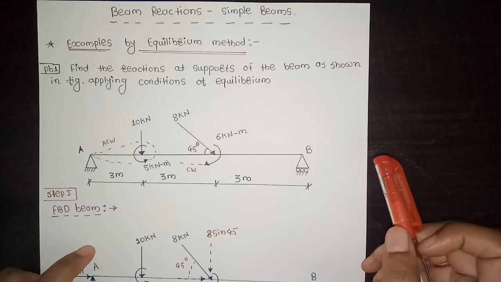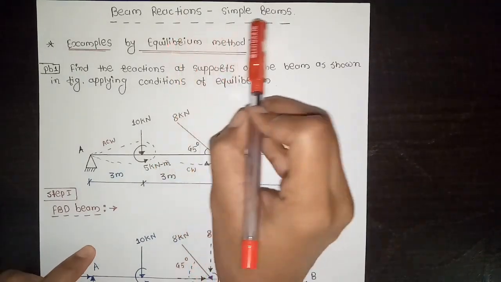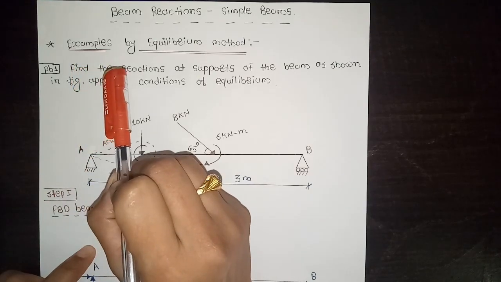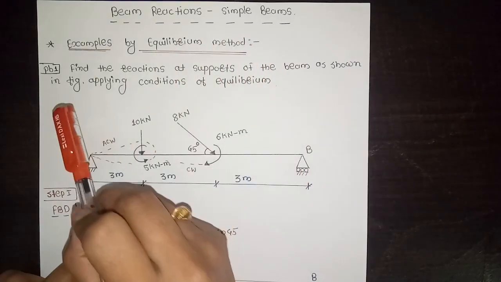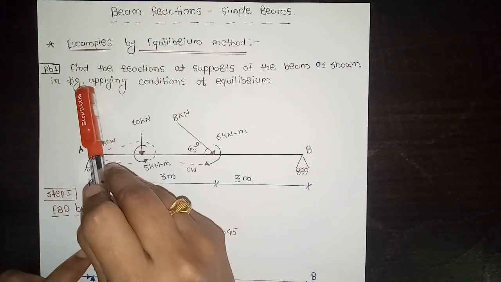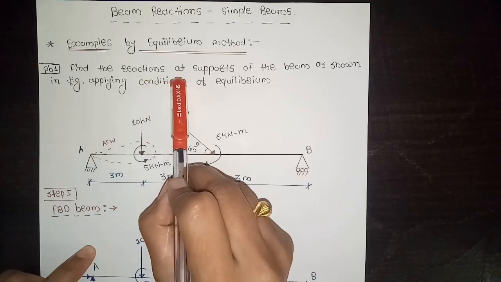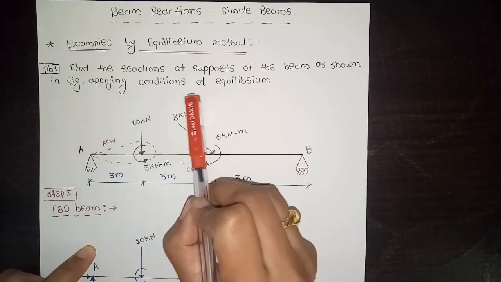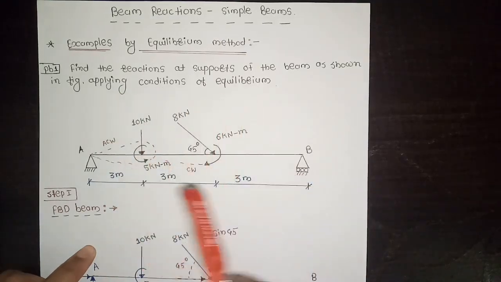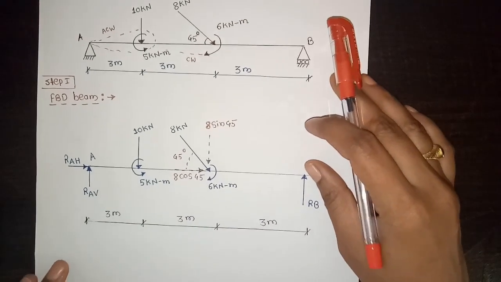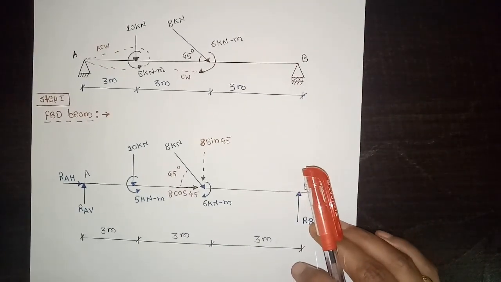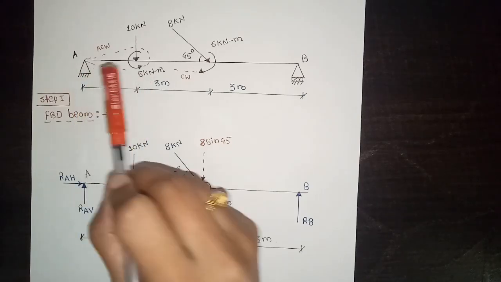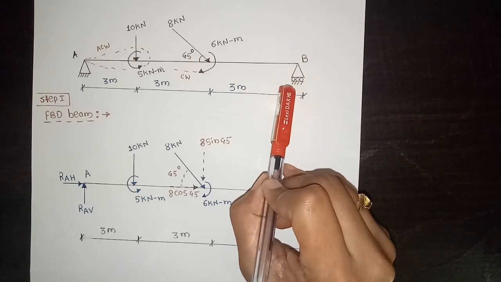Hello friends, today we will learn beam reactions, simple beam, examples based on simple beam reactions by equilibrium method. First numerical: find the reactions at supports of the beam as shown in figure applying conditions of equilibrium. This is the simply supported beam. One end is hinge and the other end is roller supported.